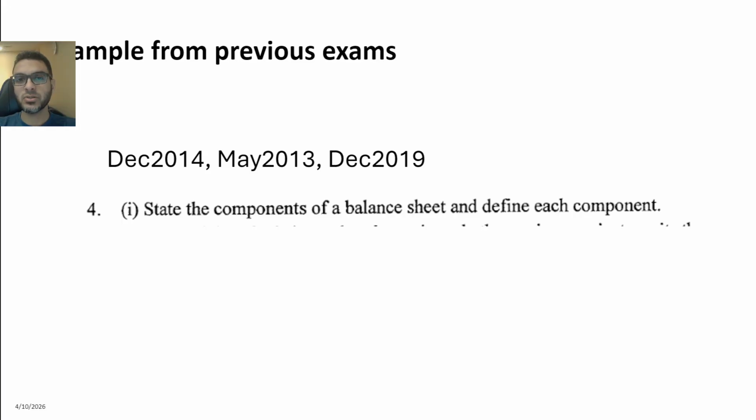Now, finally, let's look at how this appeared in previous exams. I have checked so many years of exams, engineering management exams for PEng, and I have found it repeating literally with the same wording in several exams. And the question was very direct. State the components of a balance sheet and define each component, which we have already covered in this video.